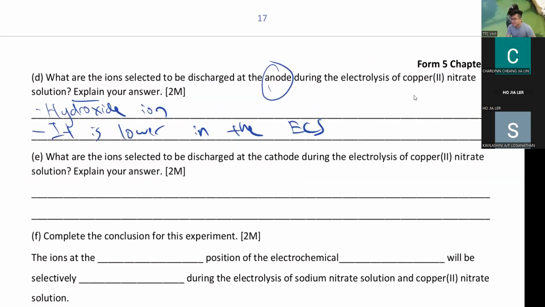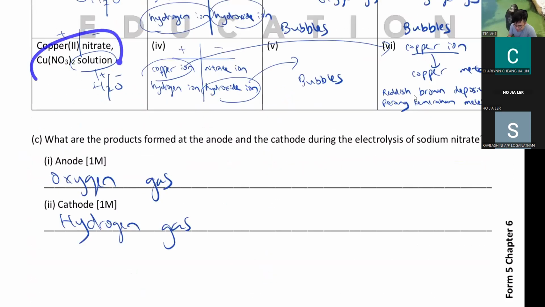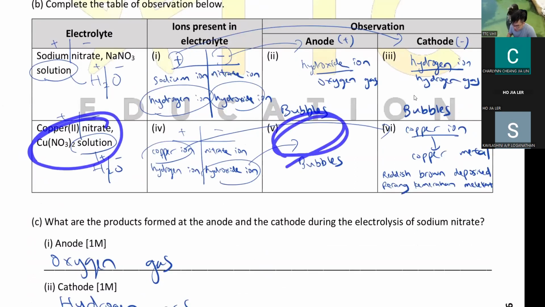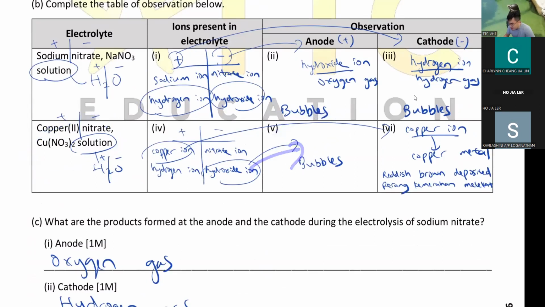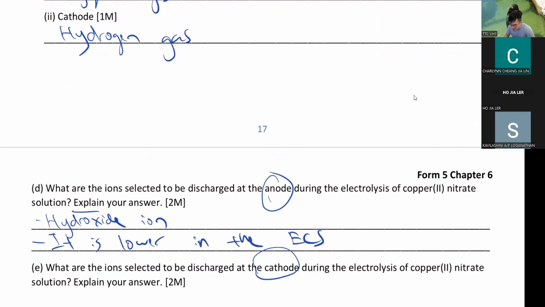Okay, so next. It's a similar question. What are the ions selected to be discharged at the cathode during the electrolysis of copper nitrate? Just now copper nitrate is this guy, right? At the anode, we will choose hydroxide. What about the cathode? What ion is being chosen here? Kavi, that was your original answer for just now.